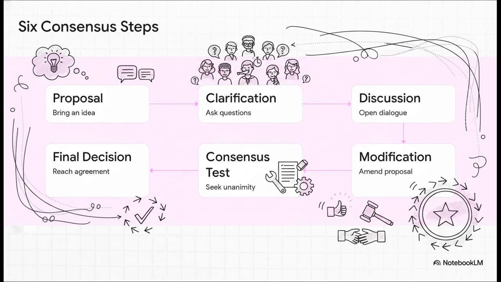Step 4 is modification, where the proposal gets tweaked to incorporate everyone's concerns. Step 5 is the consensus test, where the group actually checks to see if everyone is on board. And Step 6 is the final decision. You see how that works? Each step acts like a filter, carefully moving the group from one individual's idea to a collective agreement.